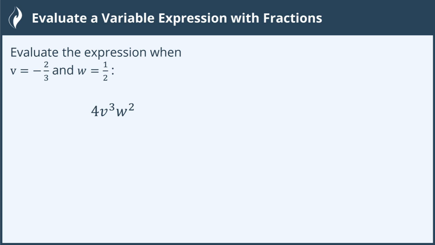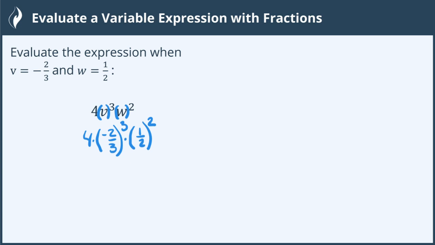And every time I do that, I always want to put parentheses around the variable or whatever I'm substituting it in for, because it'll help take care of some negative mistakes that seem to always creep in. So this means I have 4, and then I'm substituting what it's told me for v, which is negative 2/3, and that's being raised to the third power. And w is 1/2, being raised to the second power. Now I can see between these that I wasn't subtracting 2/3 or something like that. Those parentheses help remind me that I'm multiplying in between those.